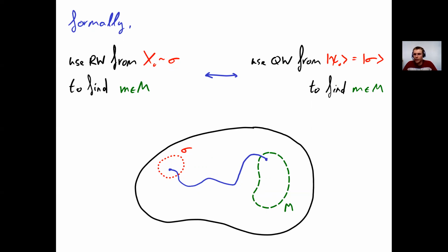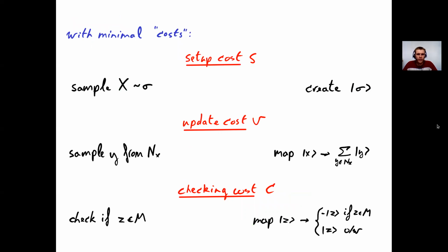Now that's what we want. And what are the costs that we care about? We split these up quite canonically into the setup cost, the update cost, and the checking cost. So what are these? In a classical case, which forms the left column here, the setup cost is basically the cost of sampling an initial node according to distribution sigma. The update cost is that of implementing a random walk step, so in some sense updating the state, where we want to sample a node y from the neighborhood of x. And then there's the checking cost, which is the cost of checking whether a certain state is inside the marked set or not.